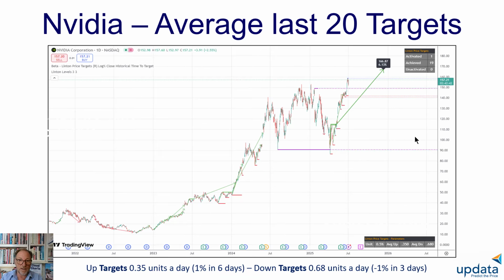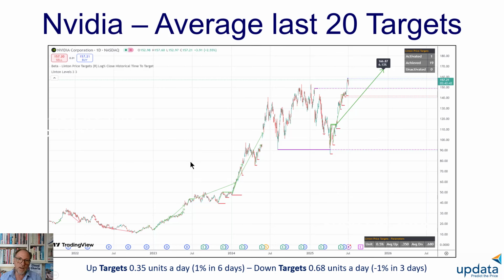And so NVIDIA, we see here, I'm looking at the last 20 targets. On average, the up is 0.35 of a unit, and the down is 0.68 of a unit. So a third up and two-thirds down. It just shows you that the counter trend targets can be aggressive. So it's just calculating, looking at where all these previous targets were met, and then that target is being projected based on the previous average.